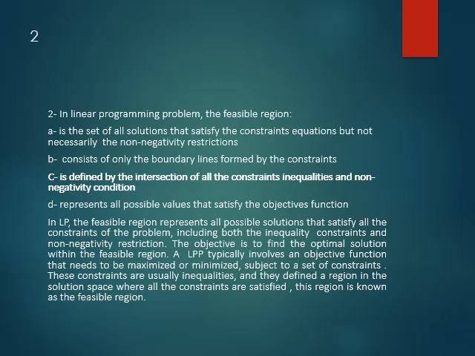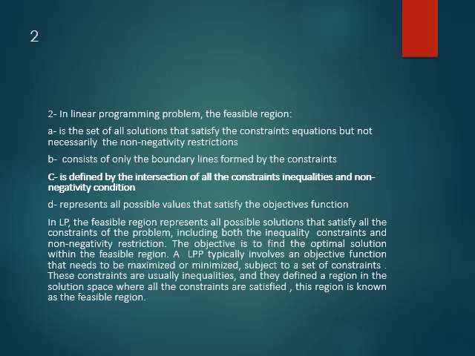Explanation. In linear programming, the feasible region represents all possible solutions that satisfy all the constraints of the problem, including both the inequality constraints and the non-negativity restriction. The objective is to find the optimal solution within the feasible region.